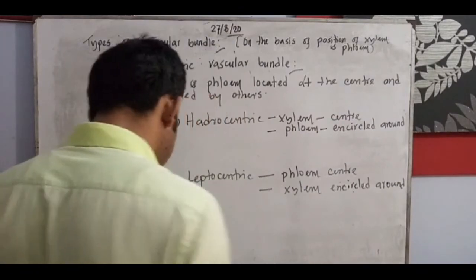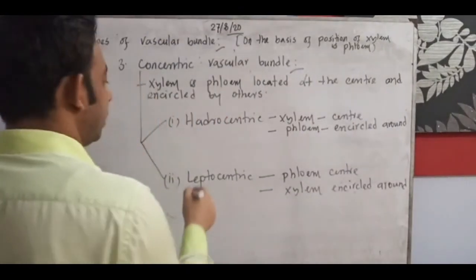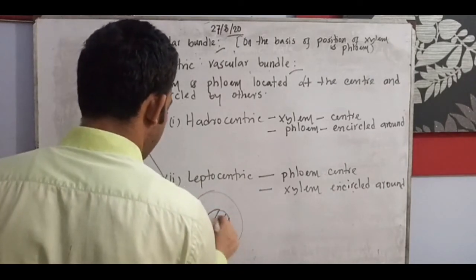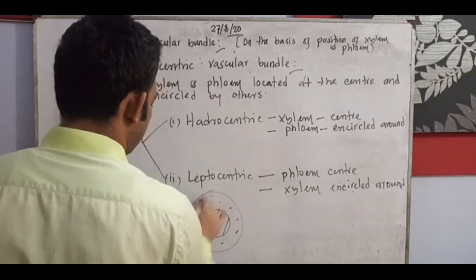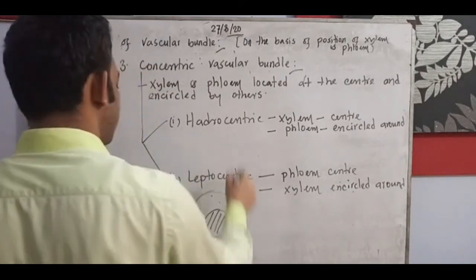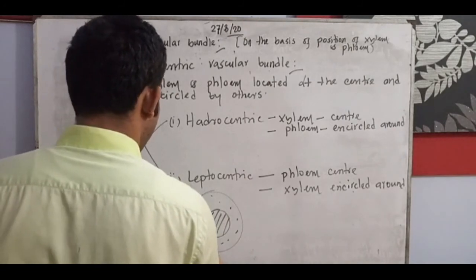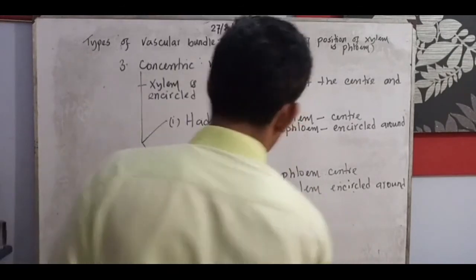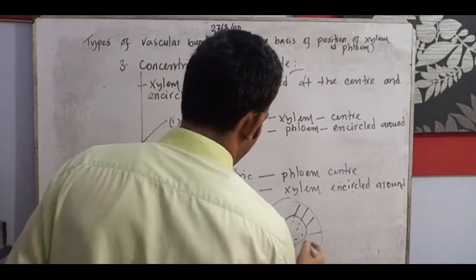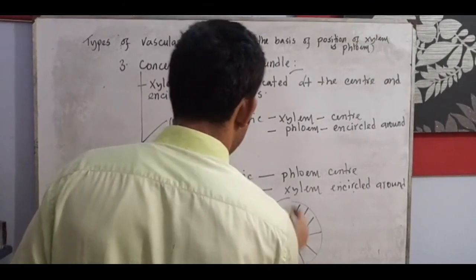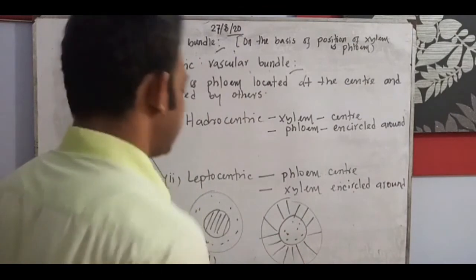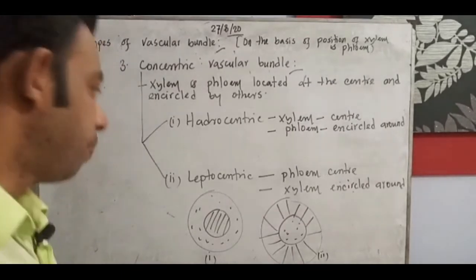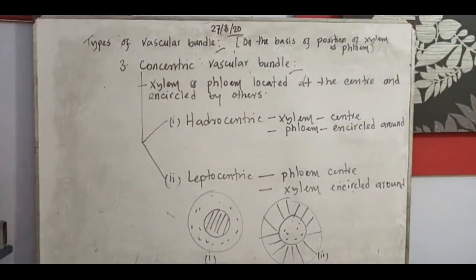So if we try to draw the figure here, normally this is a center and this is outside. Center is the xylem, I draw this one, and phloem is the outside. This is the hydrocentric. And another drawing: the phloem will be in the center and xylem will be the outside. You can make it more thin and encircled. So this one is figure number 2, that means the leptocentric. Very important this one. So try to draw this one, my dear students.